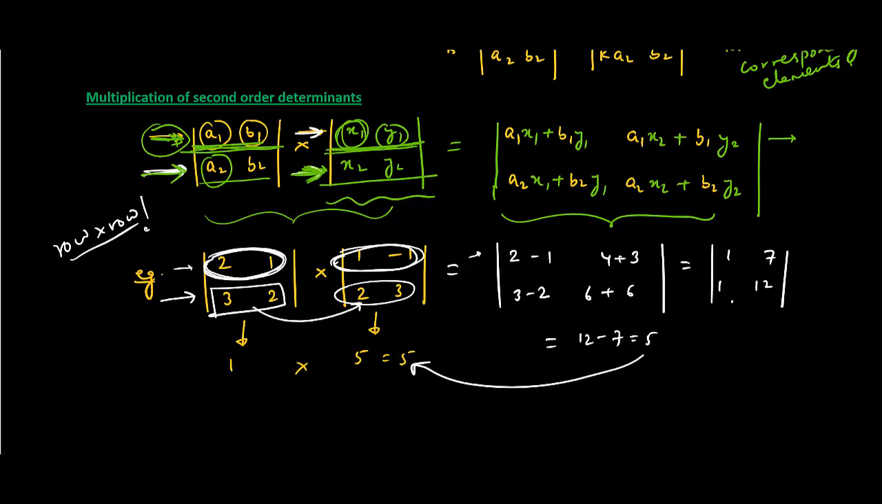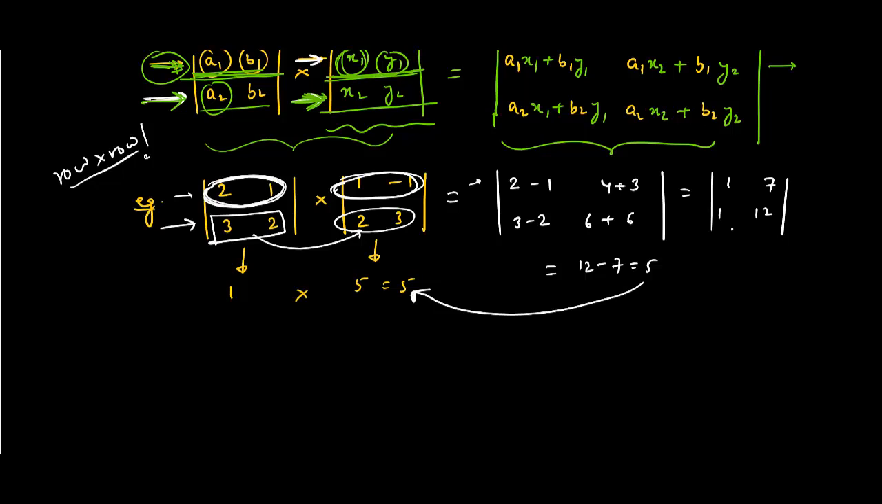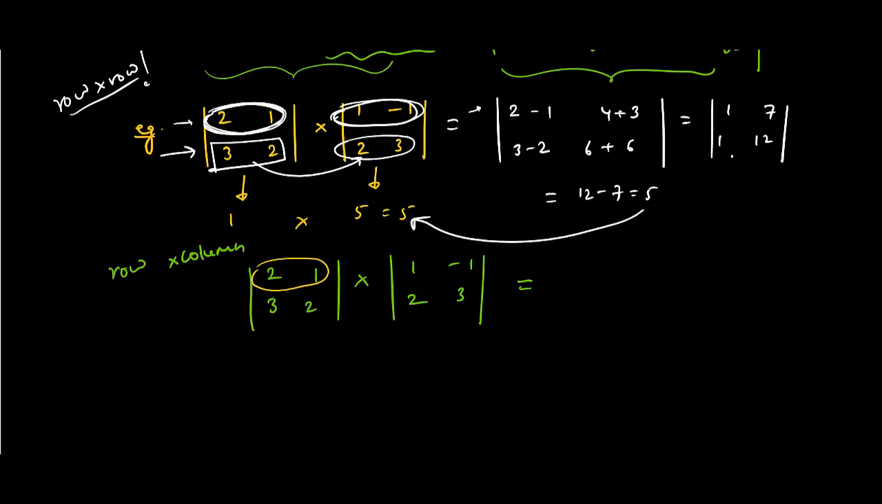Now a logical question is, can we go for some other approach? Let's say this time we go for row into column. We take the same example, the row of this determinant and the column of this determinant, and multiply corresponding elements. You get 2 multiplied with 1 plus 1 multiplied with 2. Since we are not changing the row of this determinant, we will not change the row here either. So we now multiply this row with this column, which gives you minus 2 plus 3.